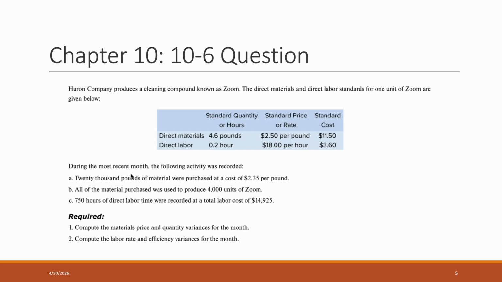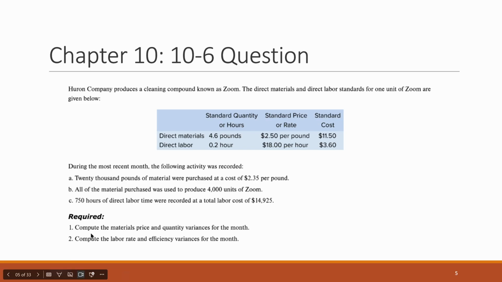Additionally, during the most recent month, the following activity was recorded. 20,000 pounds of material were purchased at a cost of $2.35 per pound. All of the material purchased was used to produce 4,000 units of Zoom, and 750 hours of direct labor time were recorded at a total labor cost of $14,925.